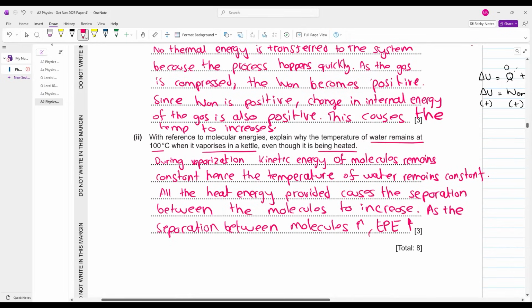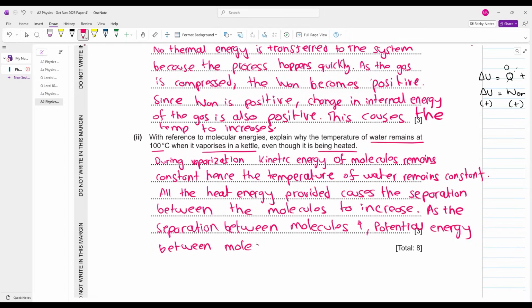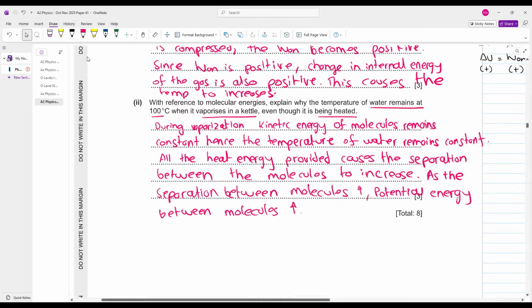Let me again not take a shortcut here. Basically, all of my students know how I write shorthand, but on YouTube, I have to go in detail. As the separation between molecules increase, the potential energy between molecules increase. Simple, nothing complicated. Let's move ahead.